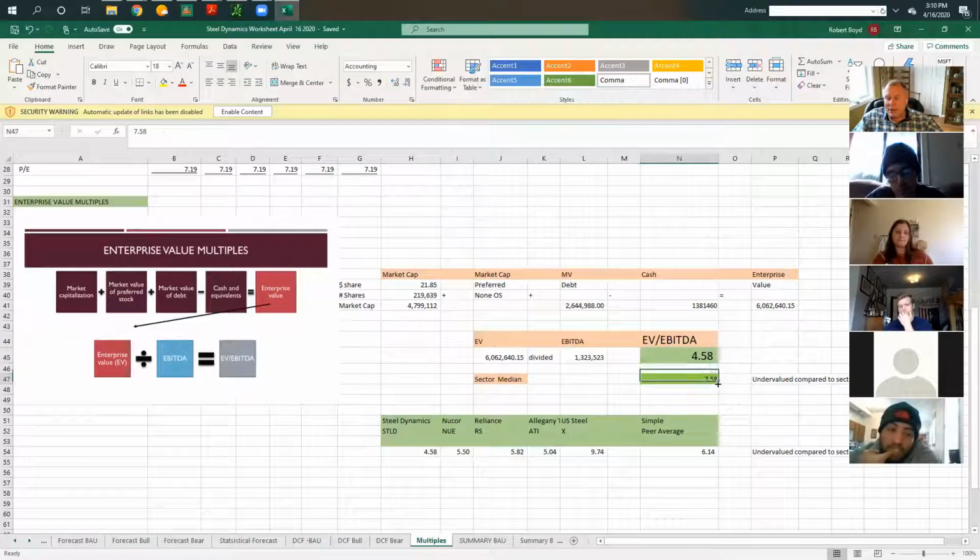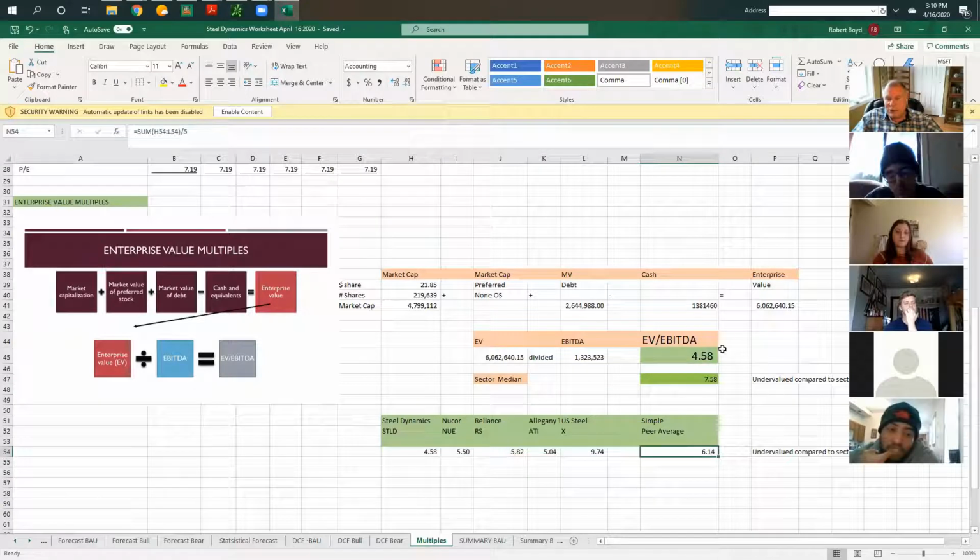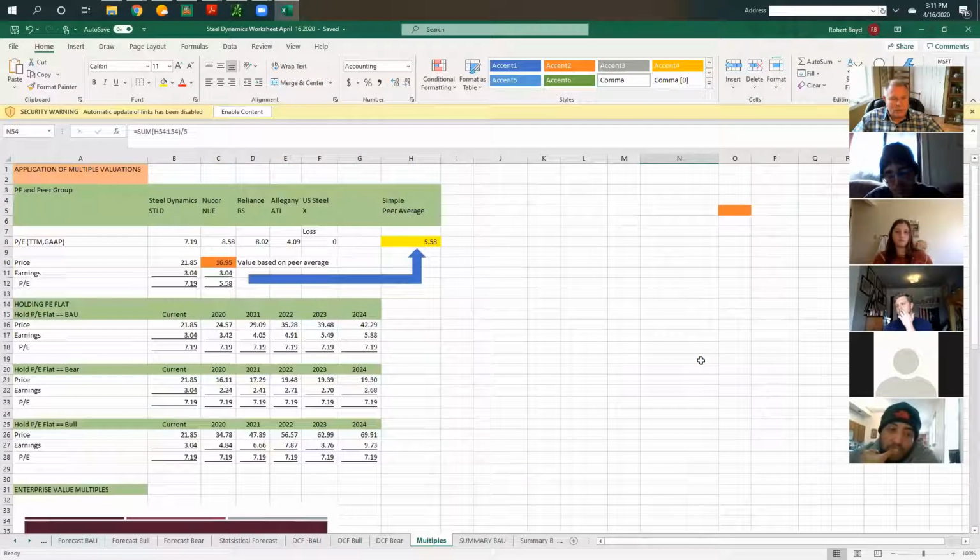When I look at the sector, it's 7.58. When I did my simple average, it's 614. So my conclusion is, based on the enterprise value multiple, Steel Dynamics is undervalued compared to the sector and to its peer group. Okay. So that's the computation.